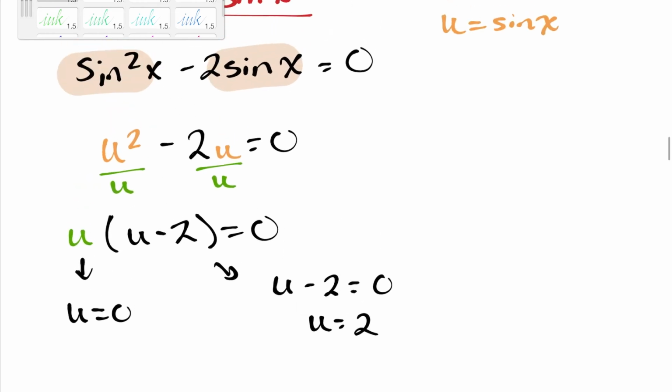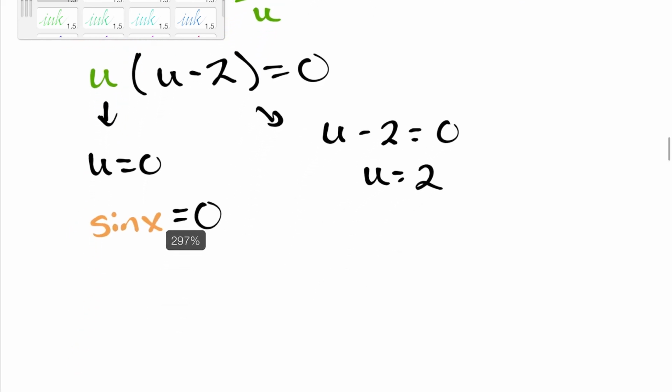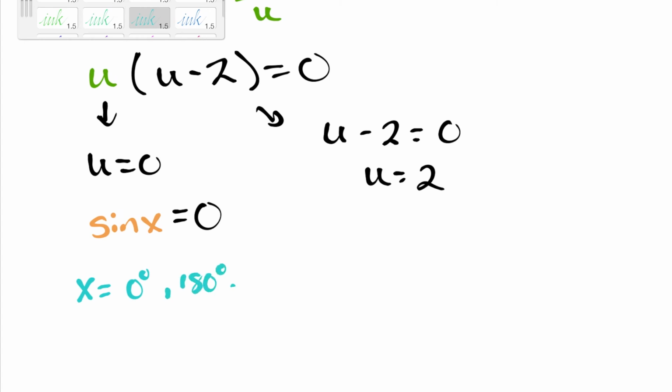So then that means, remember I said u was sine of x? So I'm plugging back in. I'm looking at where sine of x is going to be 0. So I'm looking for the angle at which sine is going to be 0. Remember, sine is our y. So if I'm on the x-axis, that means my y value is going to be 0. So for those situations, I'm looking at 0 degrees, 180 degrees, and 360 degrees.